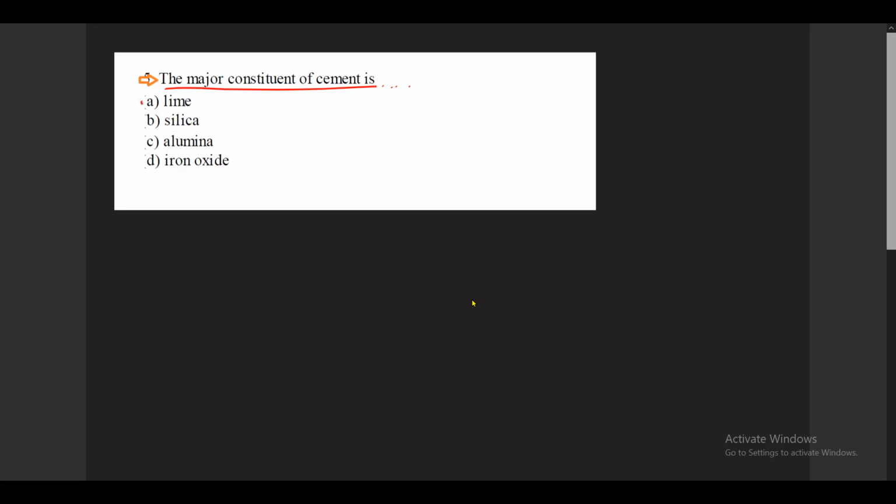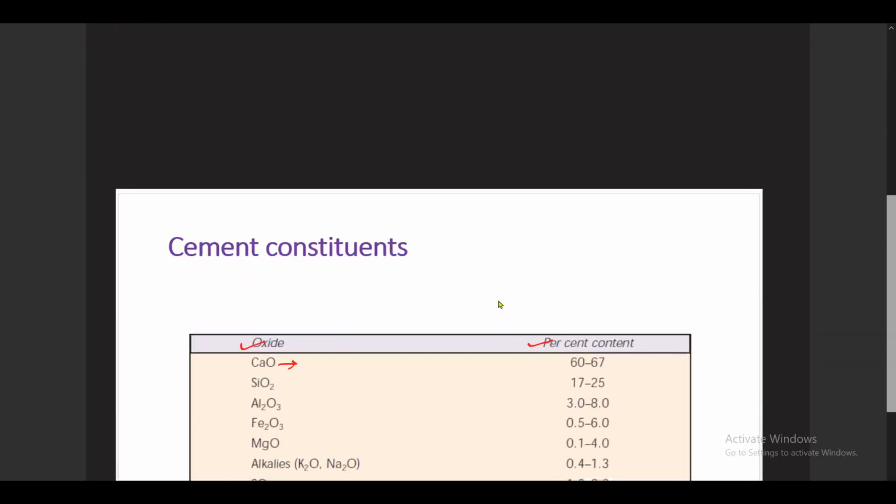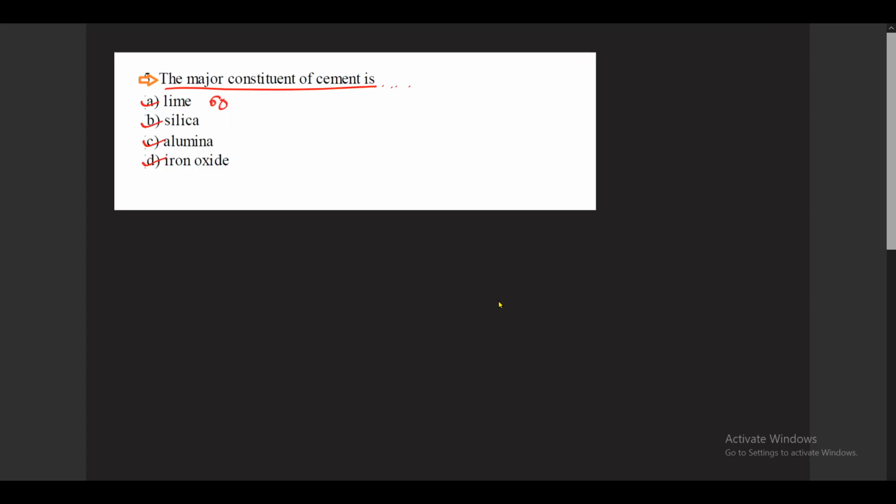The options given are lime, silica, alumina and iron oxide. I think you all know the answer to this question. I have also prepared a table over here of the cement constituents, and you can see the oxides and their percentage content. The first one is lime, then silica, then aluminum oxide, then ferrous oxide, magnesia, alkalis and SO3. The first one is lime and its percentage is 60 to 67%. So the correct option here is the first, that is lime, option A.